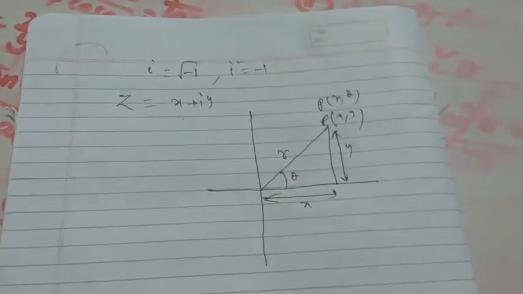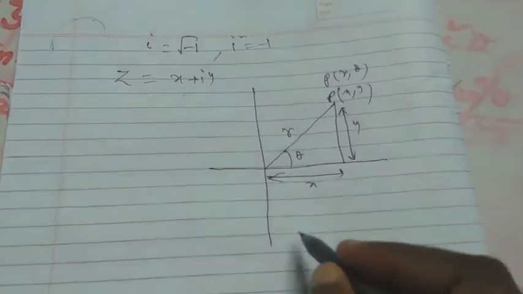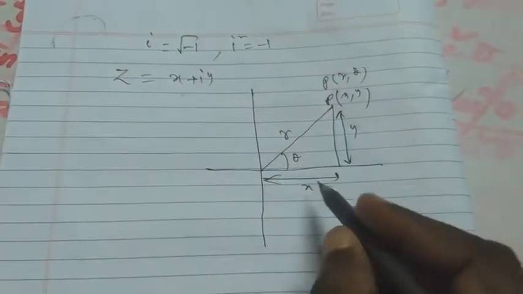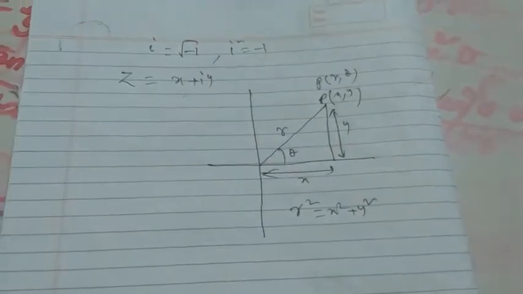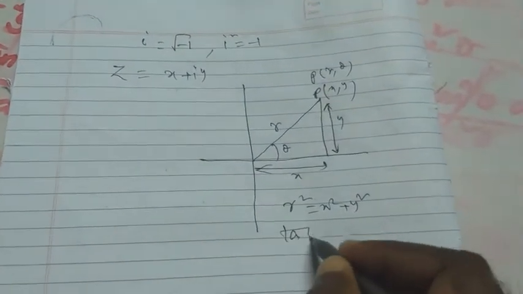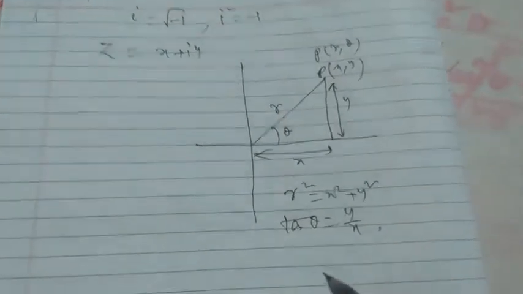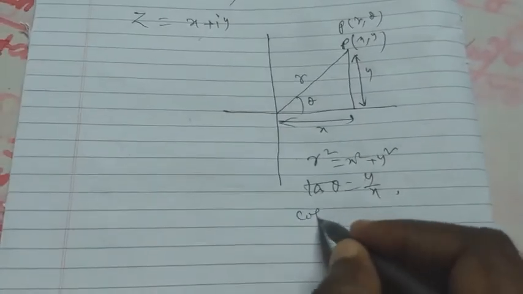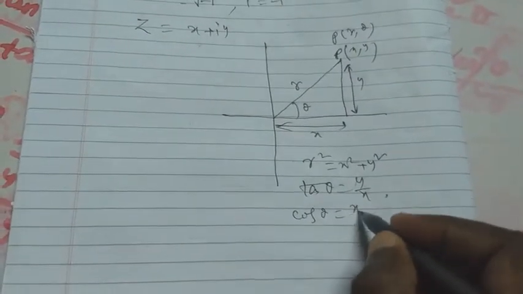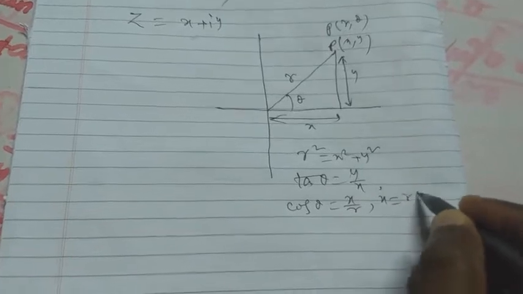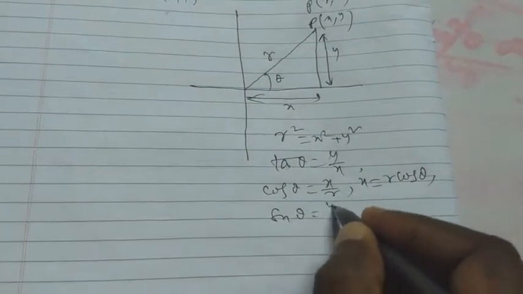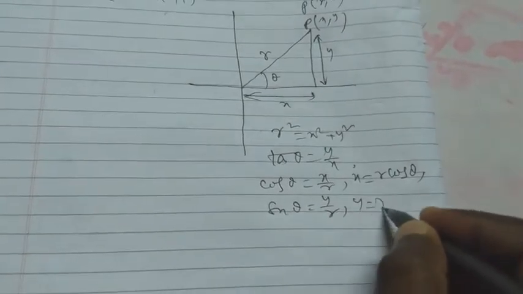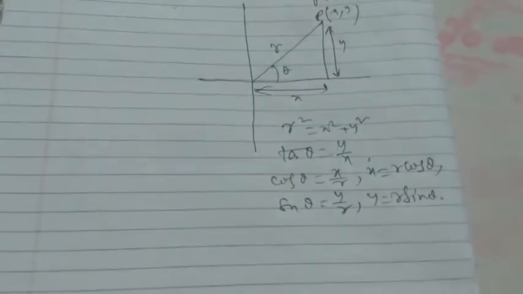And what is the relation between r and theta and x and y? From this right angle triangle we can write r square equal to x square plus y square from Pythagoras rule, and also we can write tan theta is equal to y by x, and also cos theta is equal to x by r, so x is equal to r cos theta, and also sin theta is equal to y by r, therefore y equal to r sin theta.